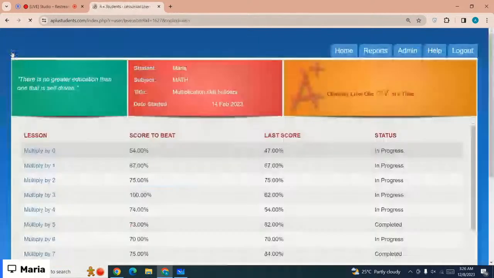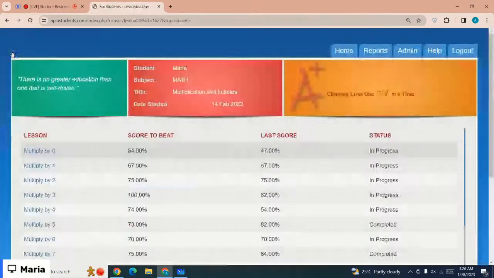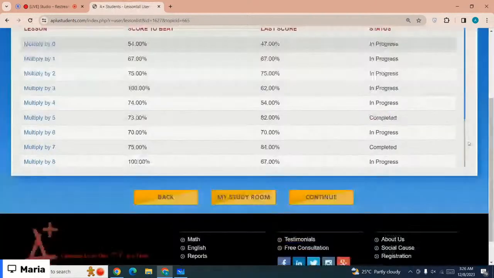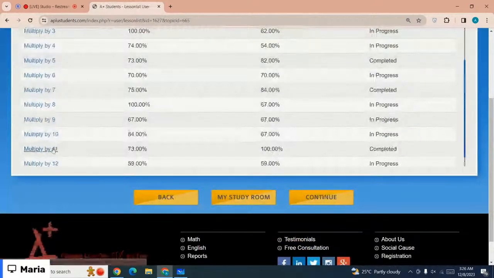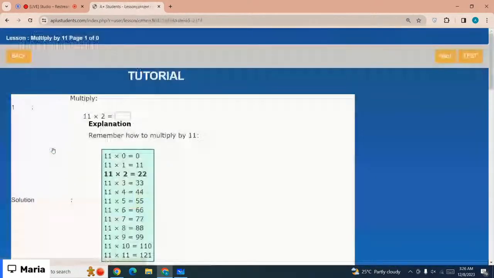Because we know that 1 times every number is the same number. So 11 is another one that is the easiest one. Am I right? Okay, let's start with the test questions, right?